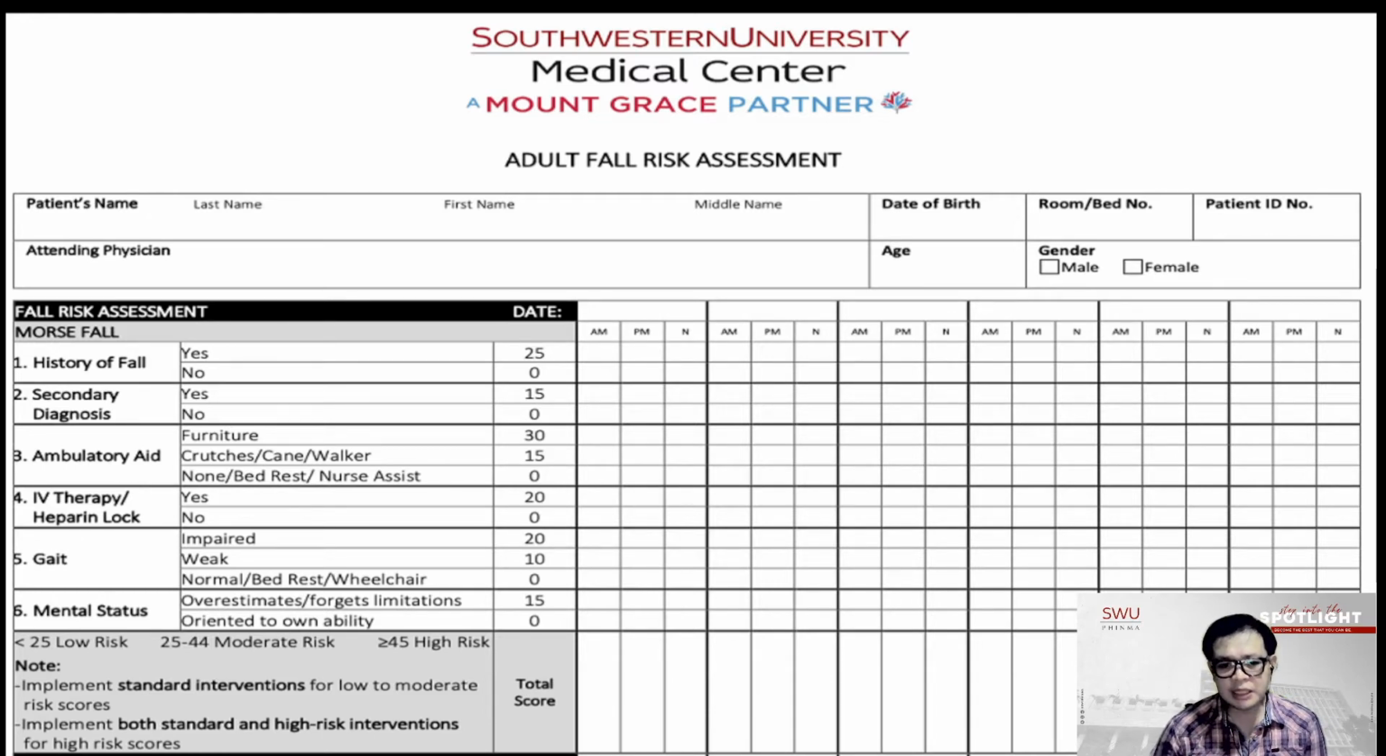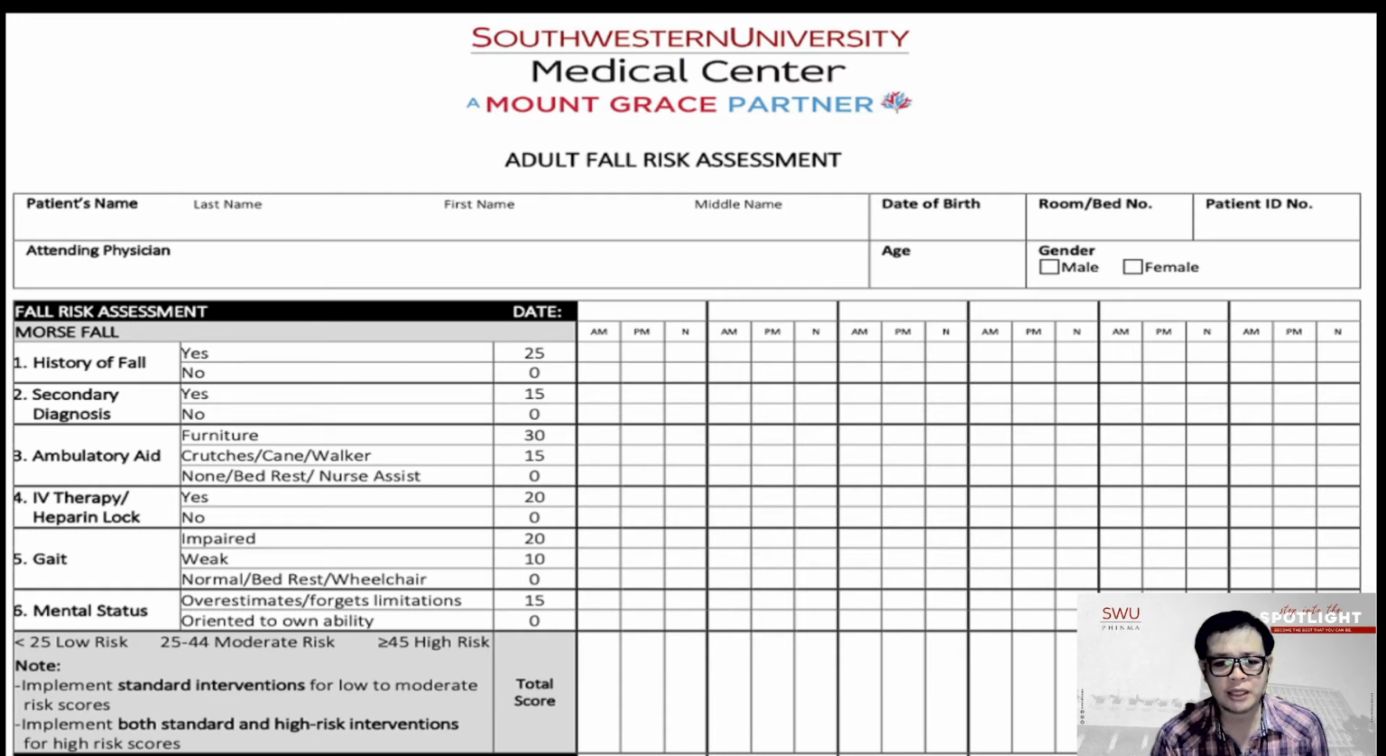So that makes it 30 points additional if you can somehow assess patients who are utilizing furniture. And when our patient does have crutches, cane, or walker, we can add 15 into the total score. And if there are non-ambulatory aid needed, then that means it's 0.